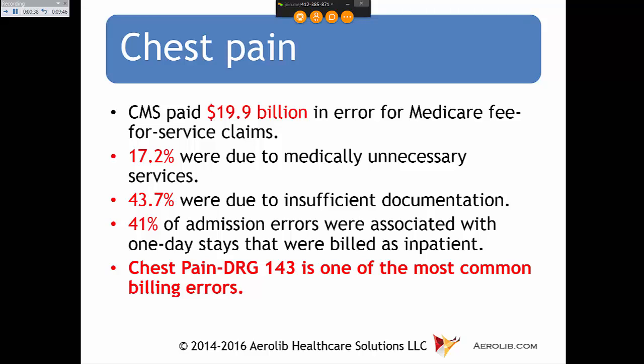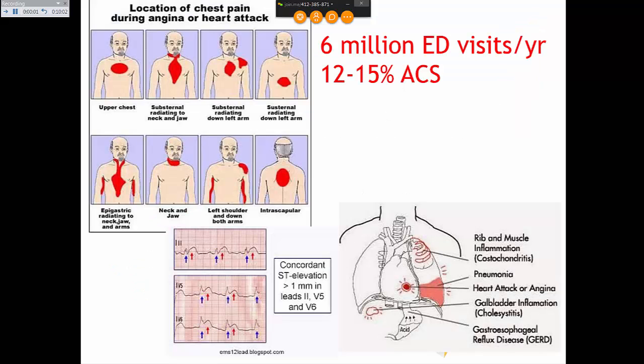But why we are doing the topic of chest pain is that DRG 143 was one of the most common billing errors. And we'll talk about what is observation, what is inpatient, what the documentation errors are that happened, and what we can do to prevent them. Now, the issue with chest pain is that the location can be in any place that can mimic a cardiac event.